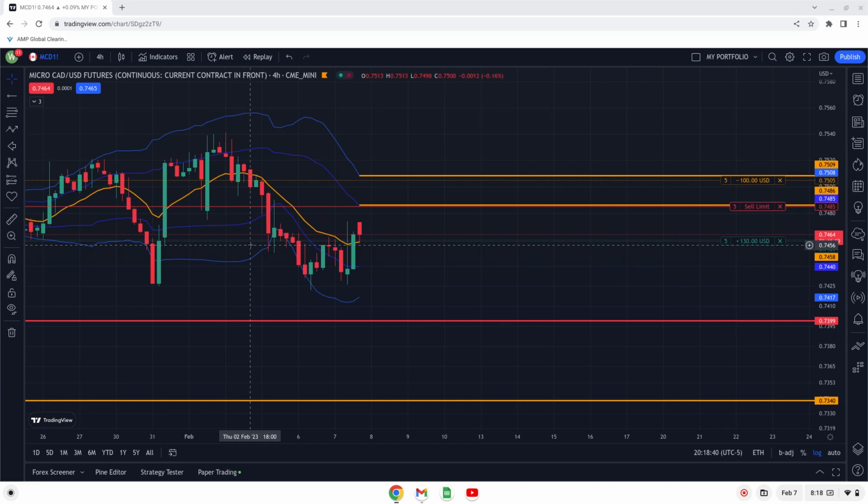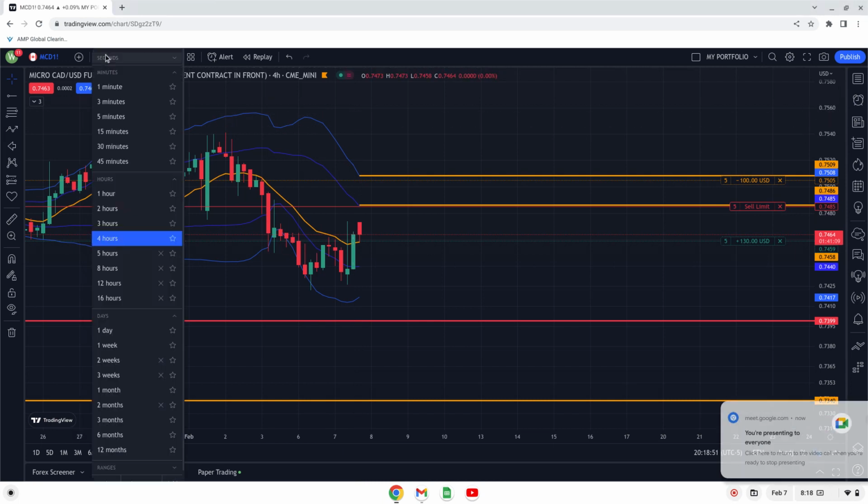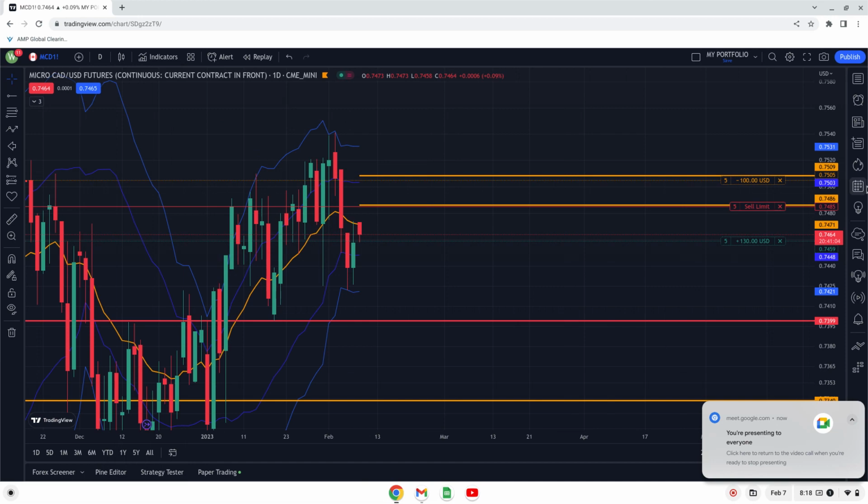That's pretty much it. Always buy and sell near your lines. Never trade away from the lines. Buy and sell near the lines. They are on your chart for a reason. Here's the daily chart. This is where my great success comes from, guys. I focus on those daily charts.